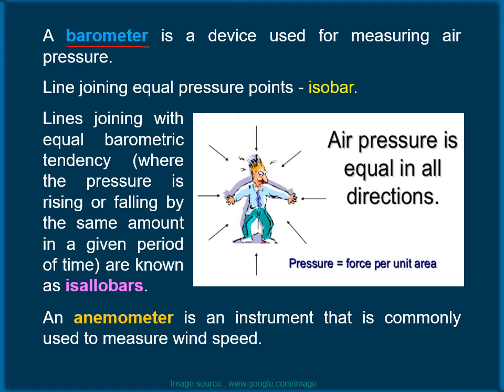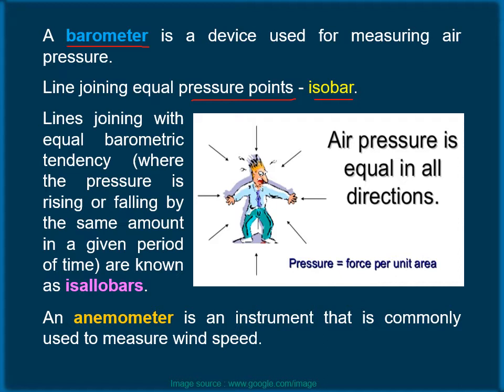So if we imagine a line which connects points having equal pressure values over the earth surface, then we can draw a line which joins the equal pressure points. That line is known as an isobar. Generally, it is a common practice that isobars are normally drawn at an interval of 4 millibar, but there are no definite rules. People can draw at any interval value.